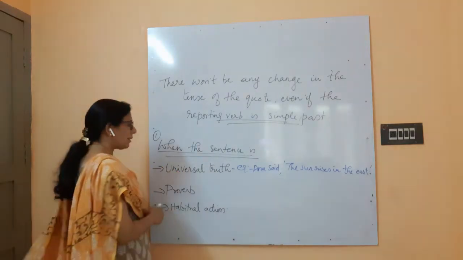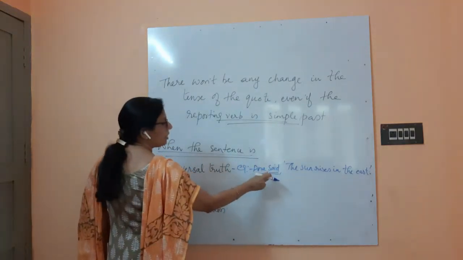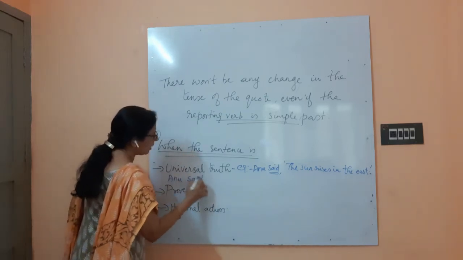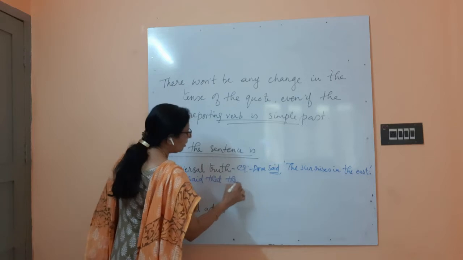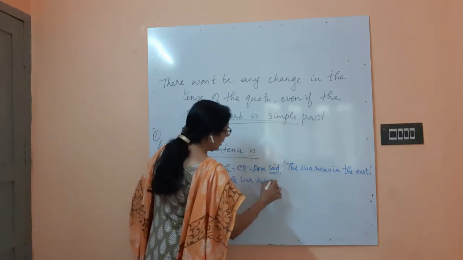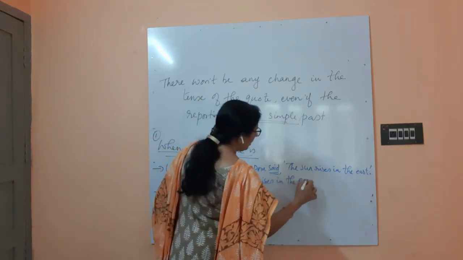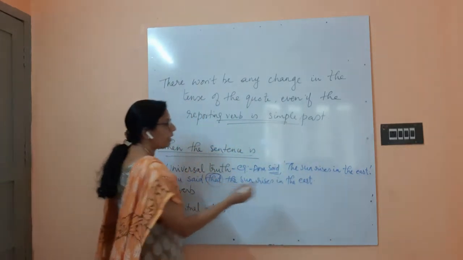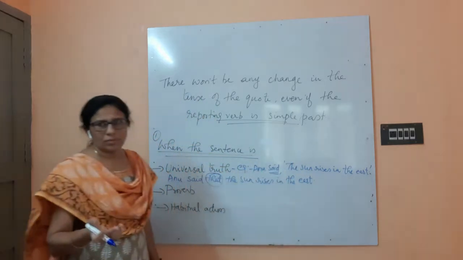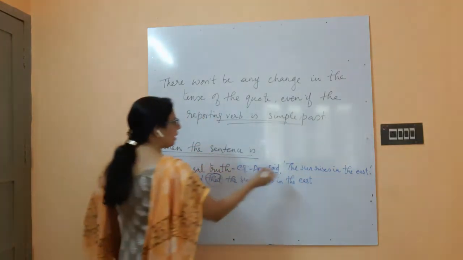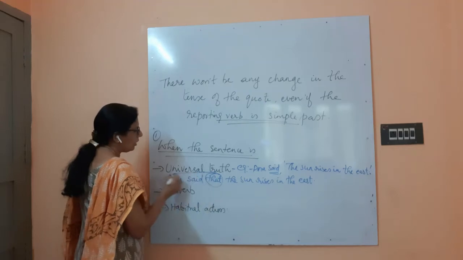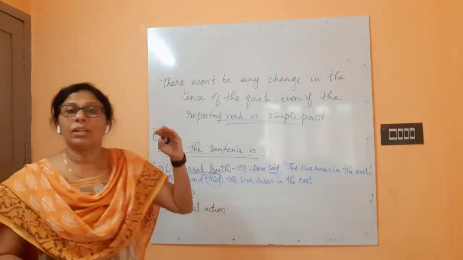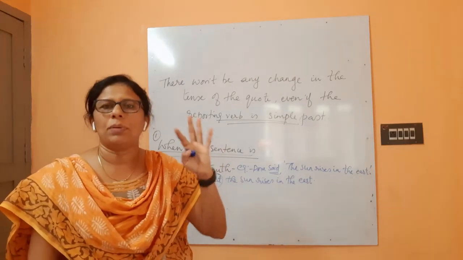Okay, and this one, even if the reporting verb is simple past tense, when you convert that, how will you write? You said that the sun rises in the east. First. Okay, have you understood why there is no change? Normally, rises should change to rose, simple present to simple past. But we know that this is a universal truth. So if it is a universal truth, there won't be any change in the tense given in the quote, even if the reporting verb is simple past tense.